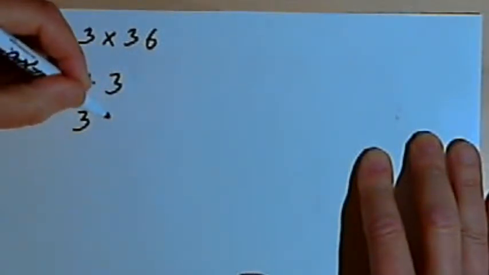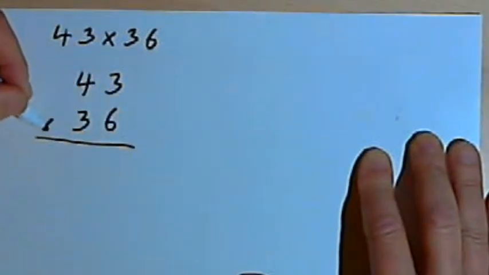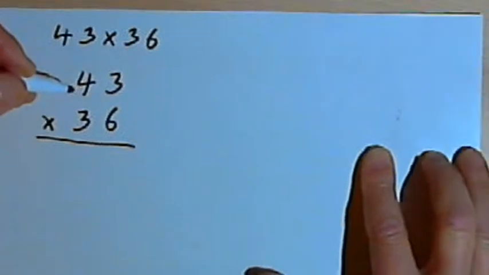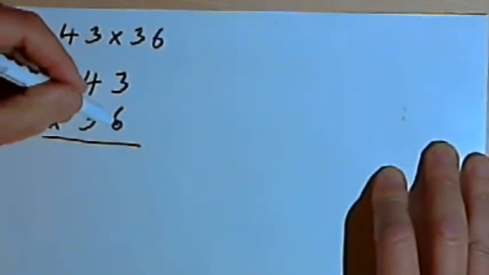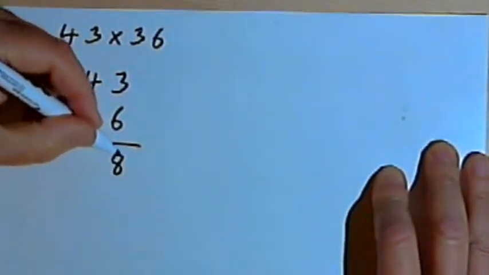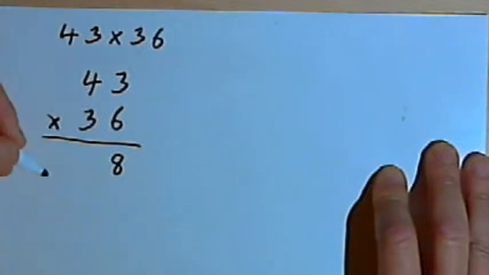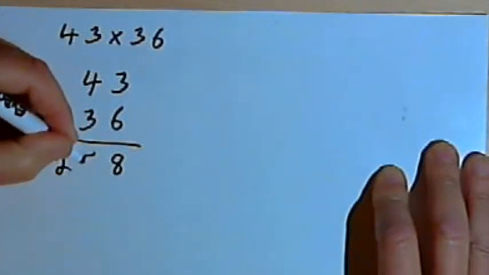Under that, I'll write 36. I'll put a little multiplication sign, the little X. And now I'll do my multiplying. I've got a 6 times 3 is 18. I've got to carry a 1. I've written the 8. 6 times 4 is 24, and I'm carrying a 1, so that's 25.